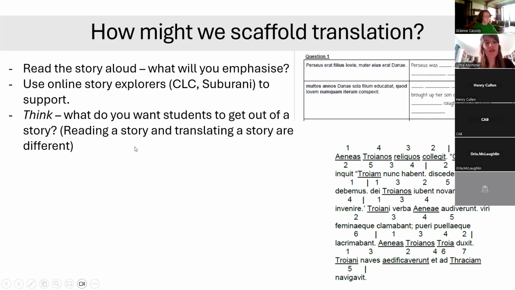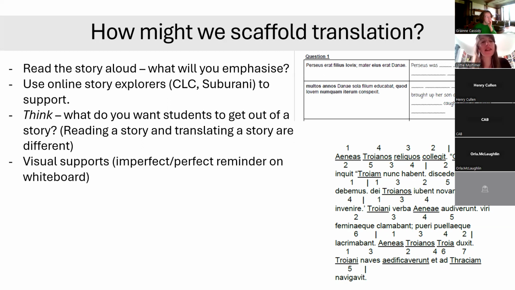What do you want your students to get out of a story? Reading and translating are different skills. Do you want them to translate it? Do you want them to think more about what's going on for the plot? Are you trying to get them to practice or make inferences about certain grammar? I think often we're guilty, if we teach a reading course, of being like, oh yeah, I'll just do the Gladiatores story next lesson. But are we always thinking about what do we want our students to get out of that story? For what purpose and how am I using it? And that will dictate what scaffolds you're going to put in place.